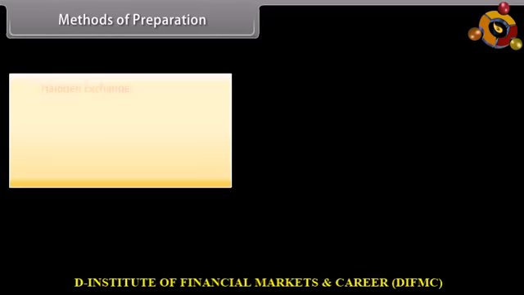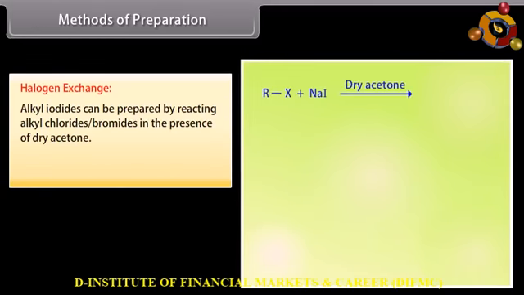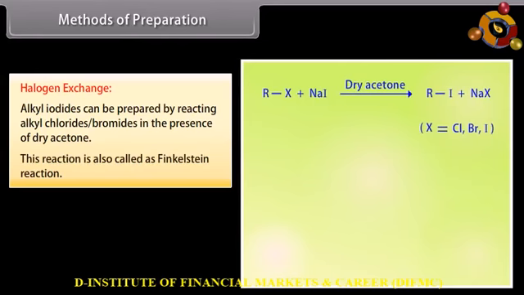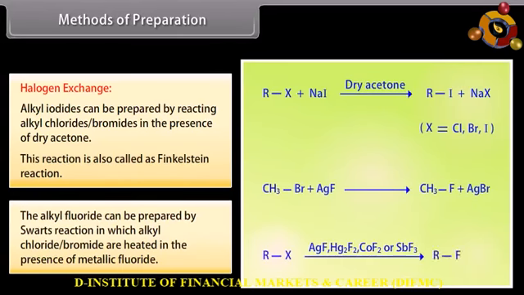Methods of preparation. Halogen exchange: alkyl iodides can be prepared by reacting alkyl chlorides or bromides in the presence of dry acetone. This reaction is also called the Finkelstein reaction. The alkyl fluoride can be prepared by the Swarts reaction, in which alkyl chloride or bromide is heated in the presence of metallic fluoride.